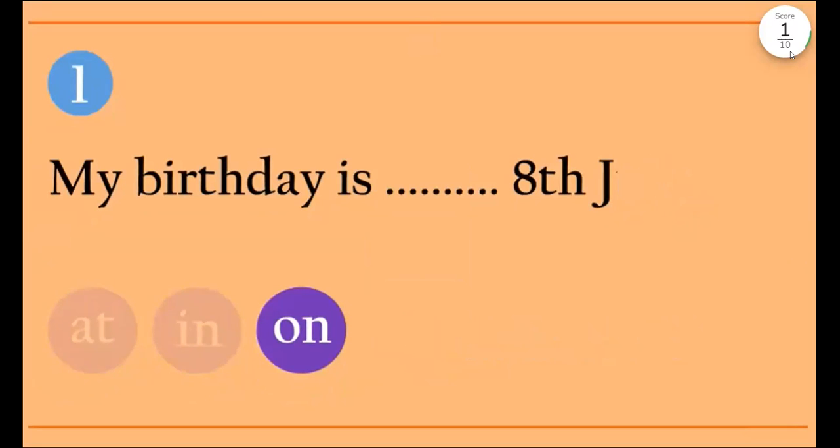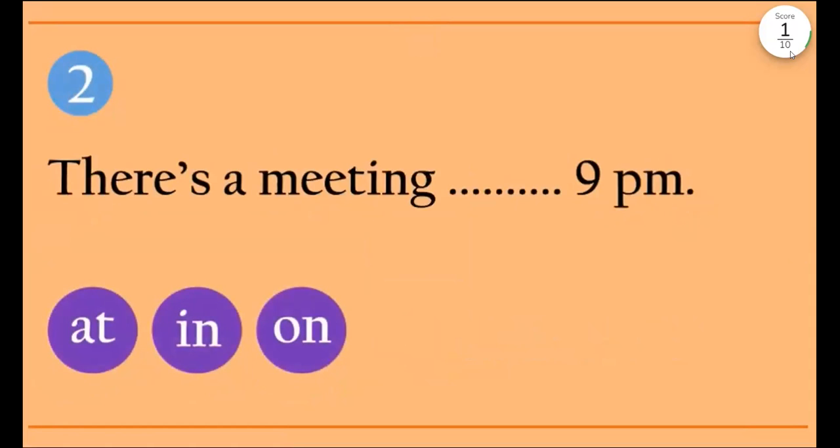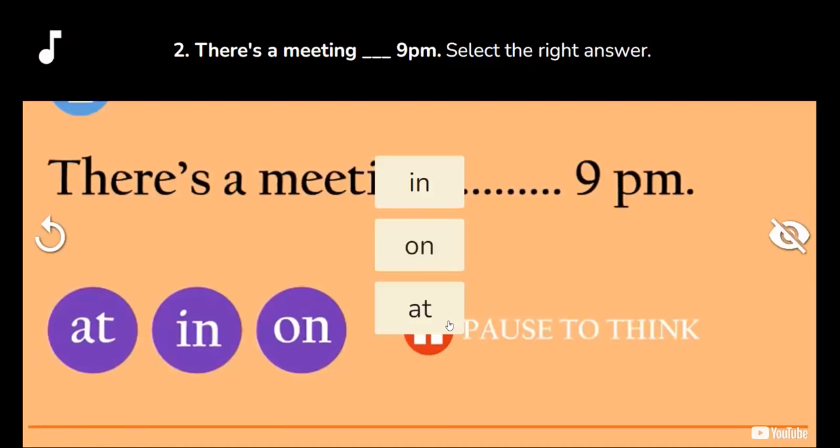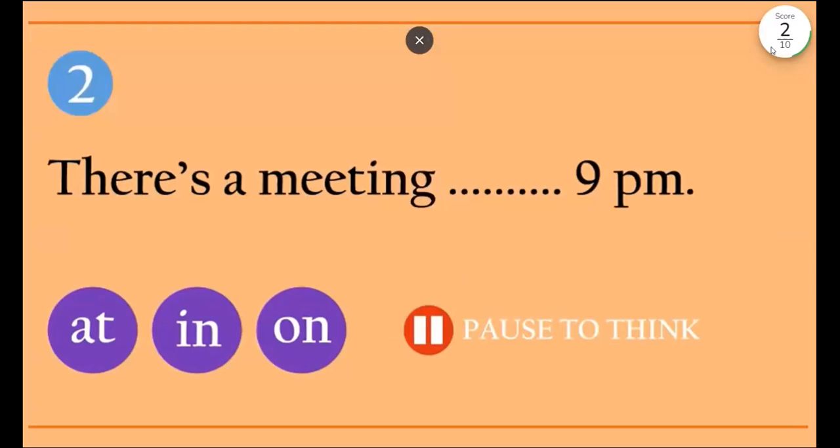I am sending you a text because you haven't joined to the other ones. There's a meeting at. Excellent. At 9 p.m. Perfect. Let's go with the next one. At. Mm-hmm. At 9 p.m.